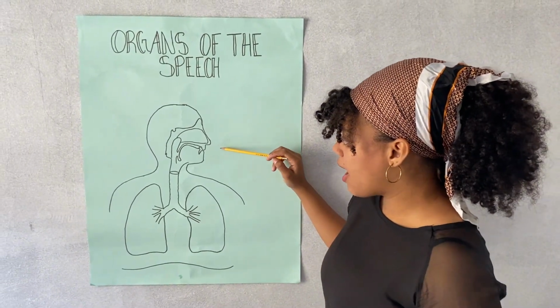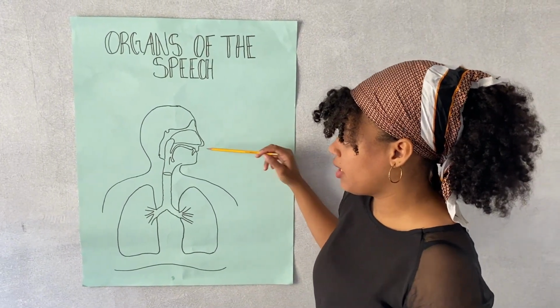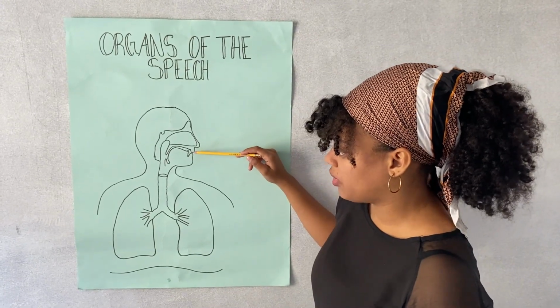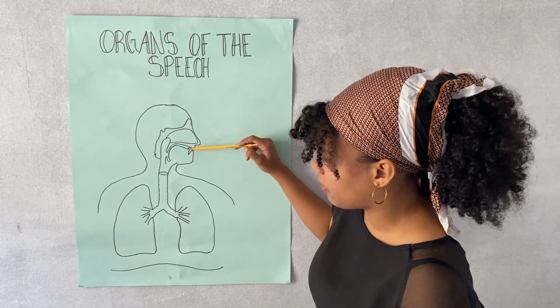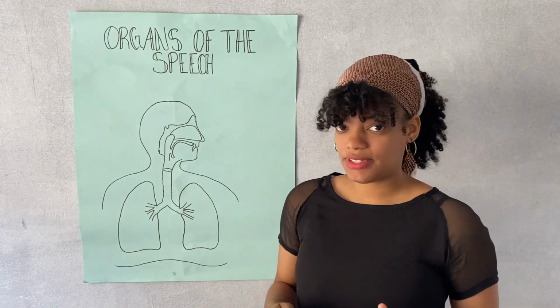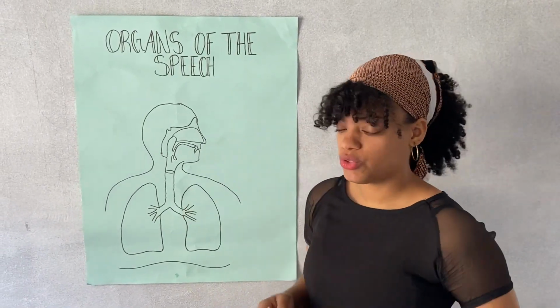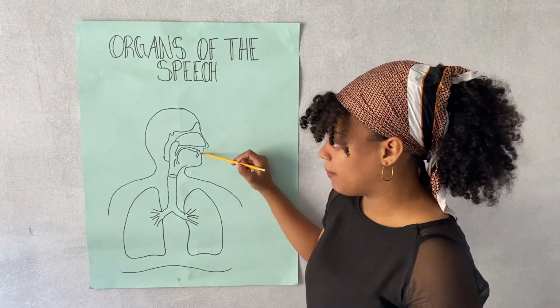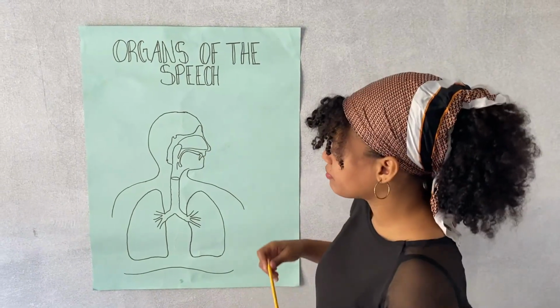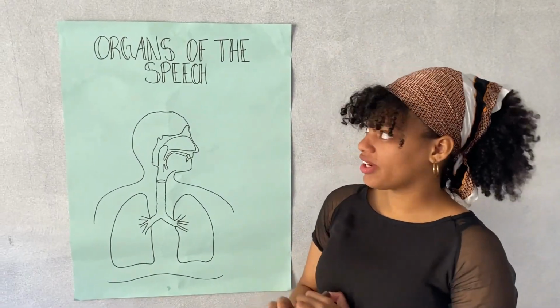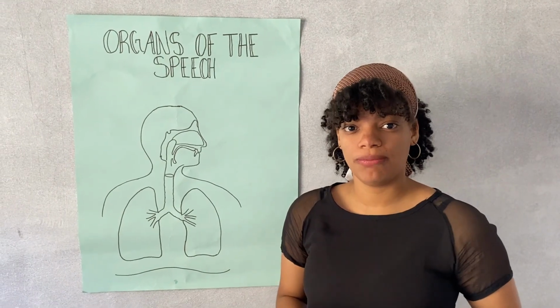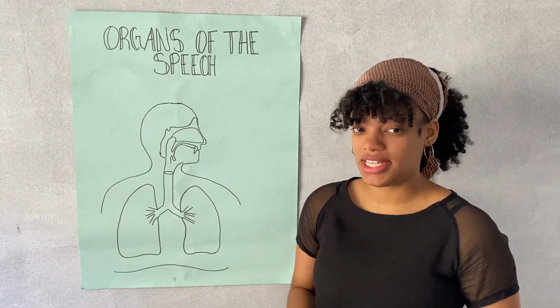And we also have the alveolar ridge right here, and our teeth, this part right here, and our lips. Our lips also help us to pronounce different types of sounds. In conclusion, the organs of the speech are very important because with them we can produce the speech sounds.